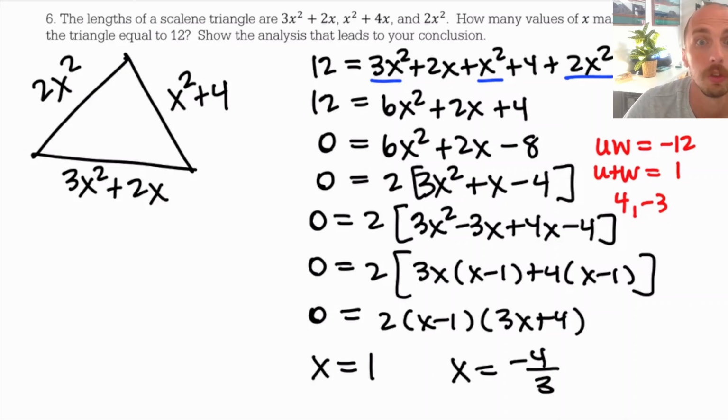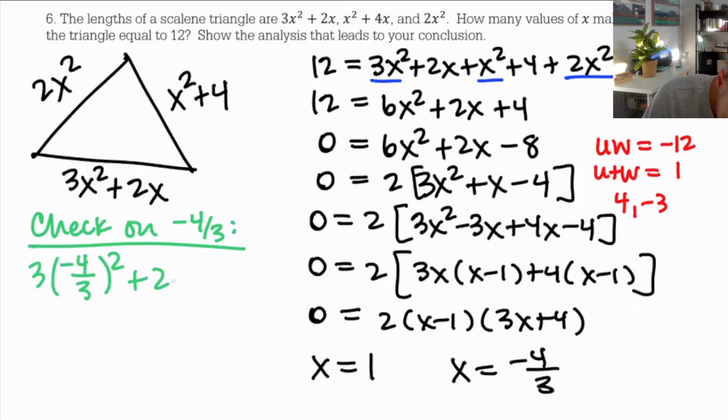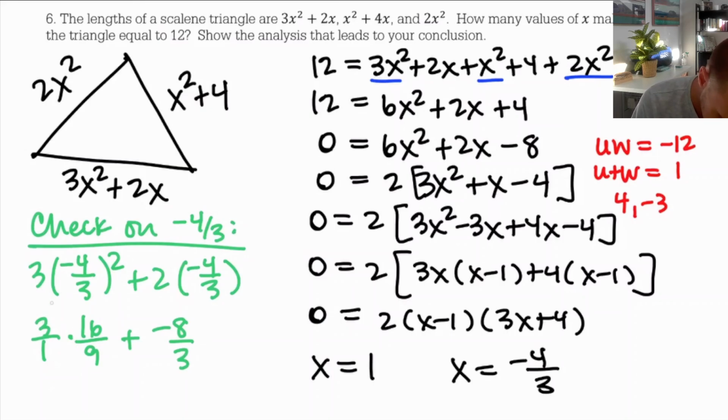So let me do a little bit of checking off to the side just to make myself not feel bad. So what I have to do is think about 3 times negative 4/3 squared plus 2 times negative 4/3. Well, if I square negative 4/3, I get positive 16 over 9 plus negative 8 over 3. I can simplify that to be 16 minus 8, so that's positive. So both of these are working fine for me. Right, so I'm going to say 2 values of x. How many values of x? 2 of them.